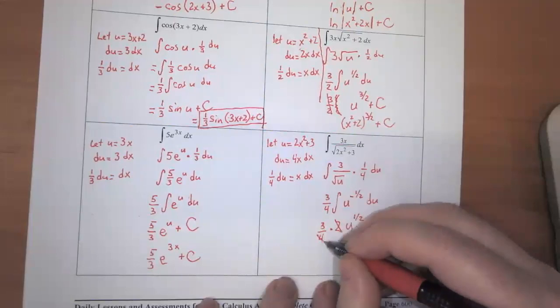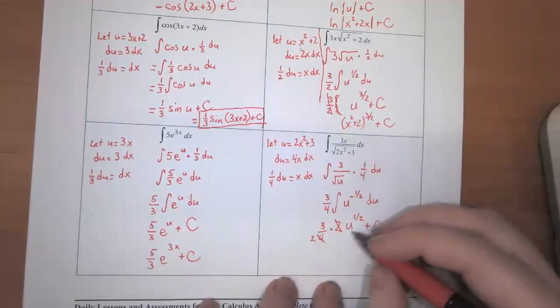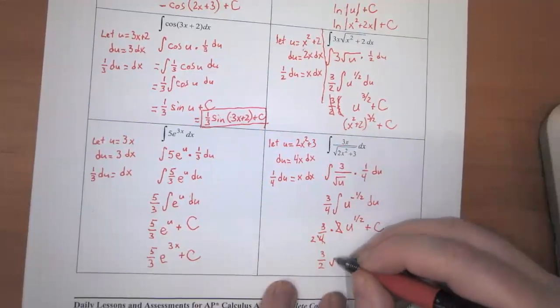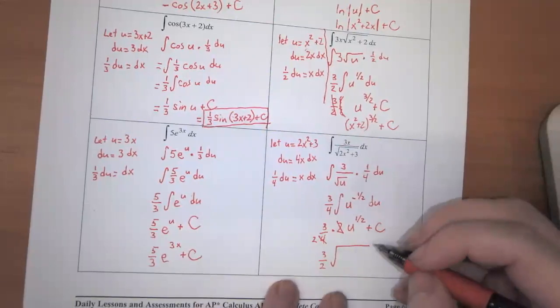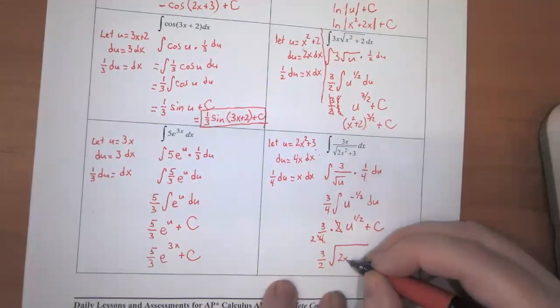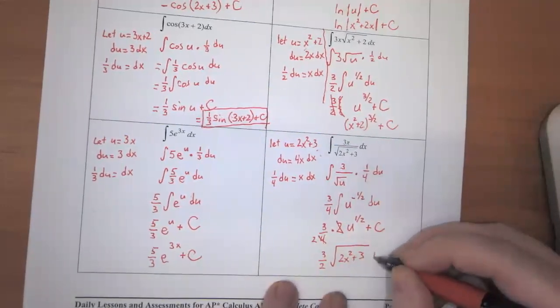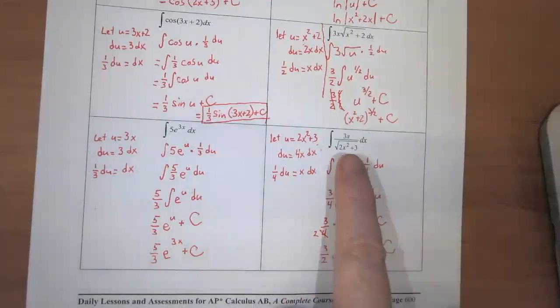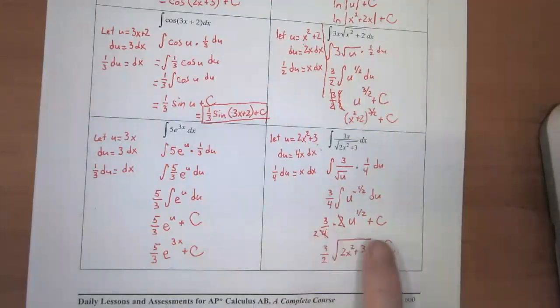So what I can do is a little canceling out there. So this is going to be 3/2 times, instead of writing to the 1/2, I can write the square root, and instead of u, I can write 2x squared plus 3. And then all of that plus c. Okay, once again, not the prettiest thing to find the antiderivative of, but if I took the derivative of this, I would get right back to that 3x over the square root of 2x squared plus 3.